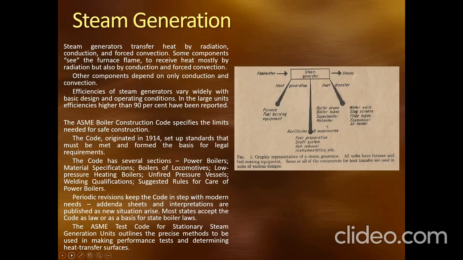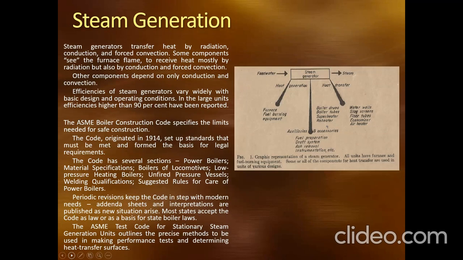The ASME Boiler Construction Code specifies the limits needed for safe construction. The code, originated in 1914, set up standards that must be met and form the basis for legal requirements. The code has several sections: power boilers, material specifications, boilers of locomotives, low pressure heating boilers, unfired pressure vessels, welding qualifications, suggested rules for care of power boilers. So ito yung laman nung ASME Boiler Construction Code.